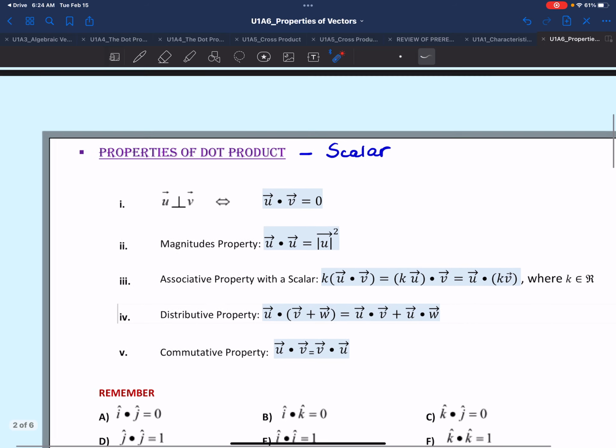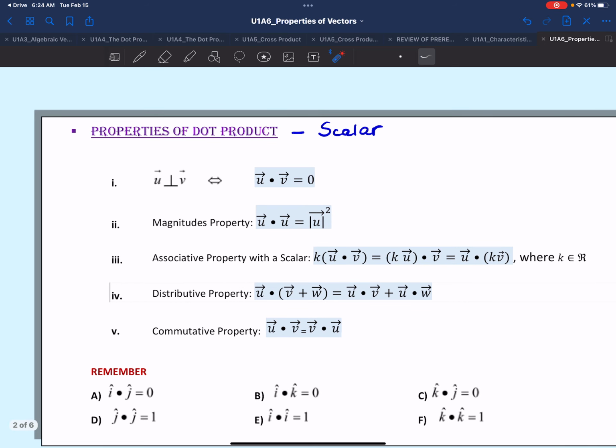So the properties of the dot product are: if two vectors are perpendicular to each other, then u dot v equals 0, and that is because dot product is based on the formula magnitude of u, magnitude of v, and then cosine of angle theta. If angle theta is 90 degrees, that will make cosine equal to 0, which tells us that the two vectors will have the dot product of 0.